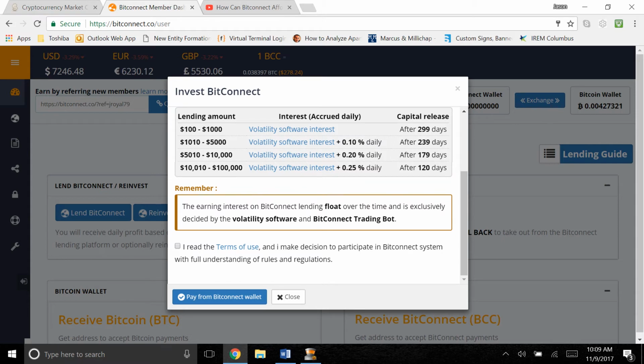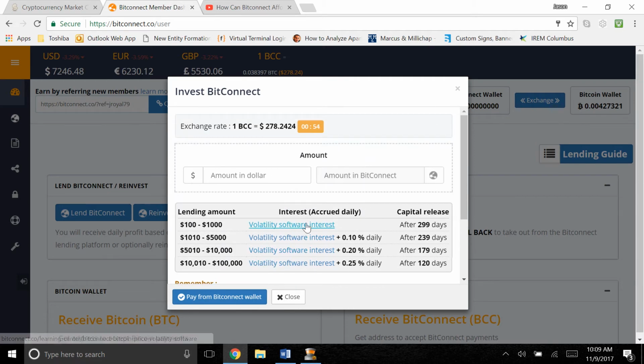And if you do a loan for $5,000 to $10,000, you get the same thing. The volatility software, whatever the daily rate is, but you get a guaranteed 0.2%, and the capital release date is again sooner. And then same thing with 10,000 to 100,000. All right, so let's go into what the daily interest rates are.